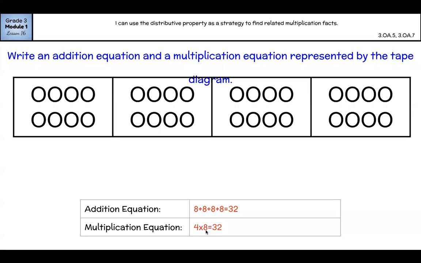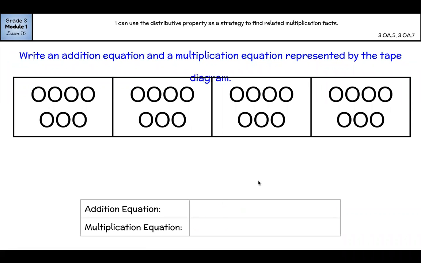And what you'll notice is 8 plus 8 plus 8 plus 8 equals 32. But that's also like saying four groups of 8. Here's a group of 8. Here's another group of 8, another, and you end up with 32.